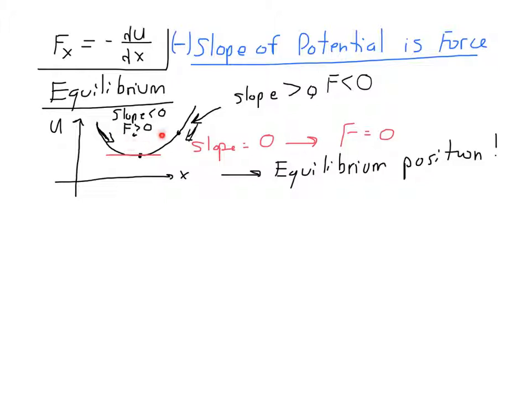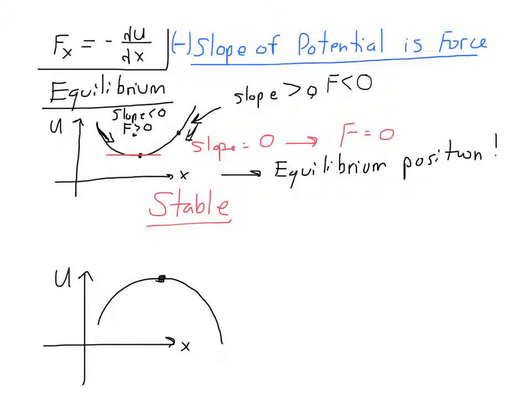So no matter where the particle goes away from the equilibrium, it turns back and tries to stay right there. So this is called a stable equilibrium. We can check out what an unstable equilibrium is as well. So this is going to be an unstable equilibrium.